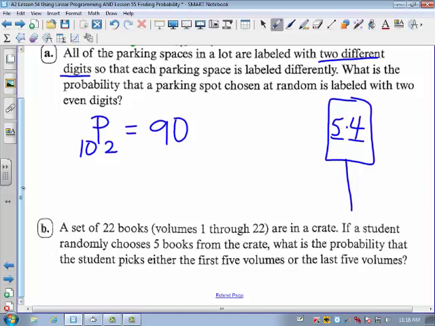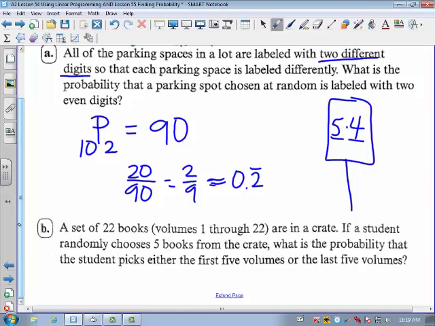Which means there are how many favorable? 20 out of 90, which is 2 over 9, which gives me roughly, give me 3 digits. 0.2, repeating, that's close enough.